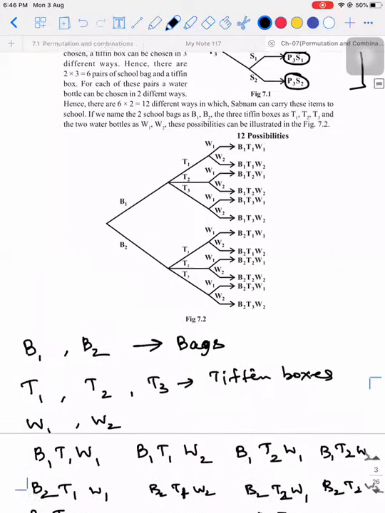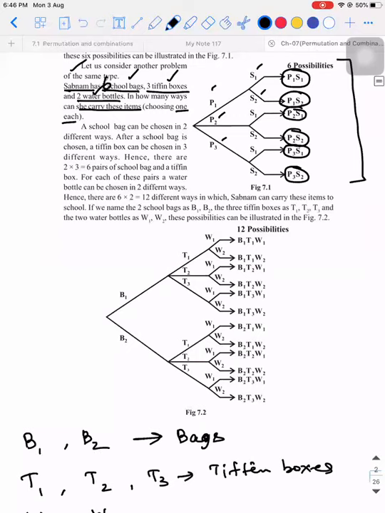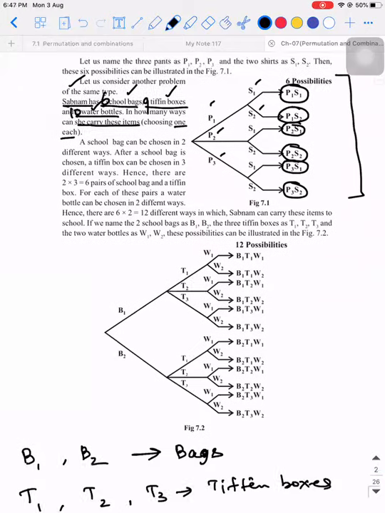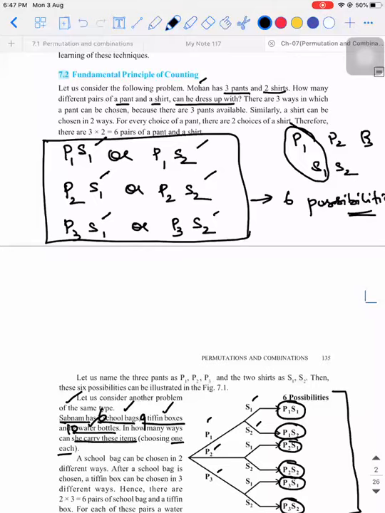If suppose I increase the number like this, 6 school bags, 9 tiffin boxes and 10 water bottles. Is it possible for you to sit and write everything? Will you write B1, B2, B3, B4, B5, B6, tiffin boxes T1, T2? It will become a very long process, right? So as I keep increasing the number, it is going to become a very tedious process. So to overcome this, we need to come up with some mathematical solution for it.